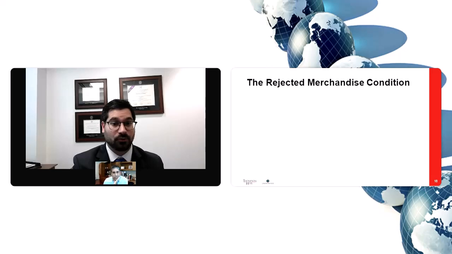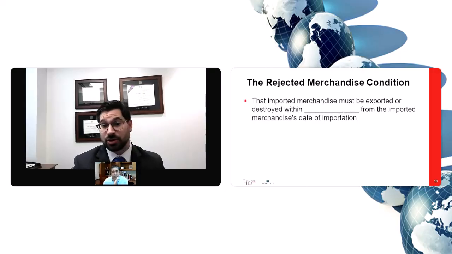But there is one really prominent condition that we need to highlight, which is that imported merchandise, which I could have on the screen just simply written as that rejected merchandise, has to be exported or destroyed within 5 years from the imported merchandise's date of importation.